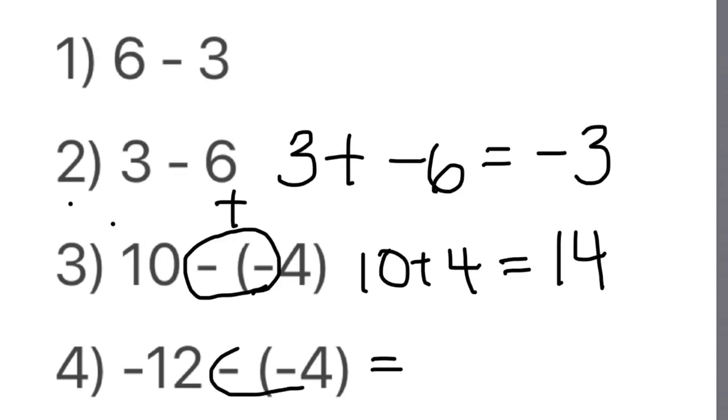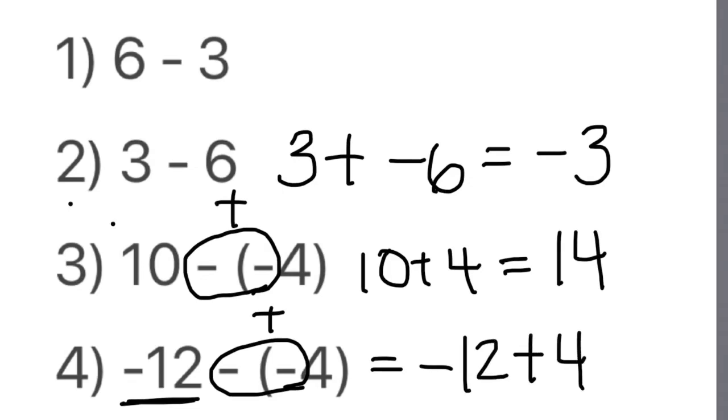On number 4, again, I have a subtraction sign and a negative right next to each other. But we have to keep negative 12. So this is the same as negative 12 plus 4. Again, I have a negative and a positive, and I'm adding. I owe $12. I have 4. I pay off $4 of what I owe, and I still owe 8 more. So negative 12 plus 4 is negative 8.